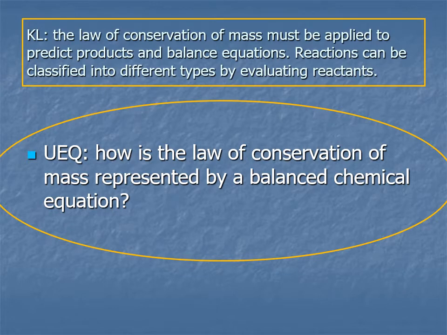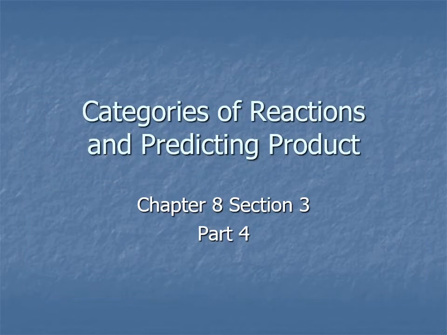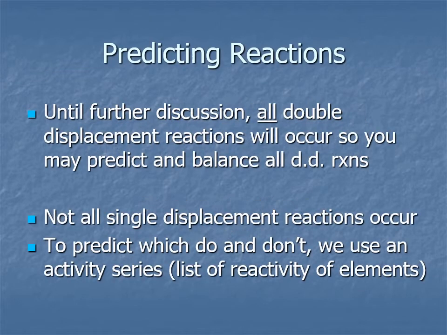You can pause if you need to look at it. Likewise, you can pause here if you need to look at the lesson question. We're not doing a student learning map, of course, but the questions themselves are very relevant, very important, and would show up on a test, of course. Okay, categories of chemical reactions and predicting products. So Chapter 8, Section 3, and this is Part 4 of the presentation series.